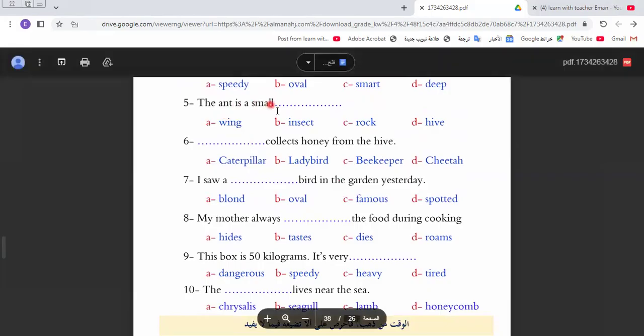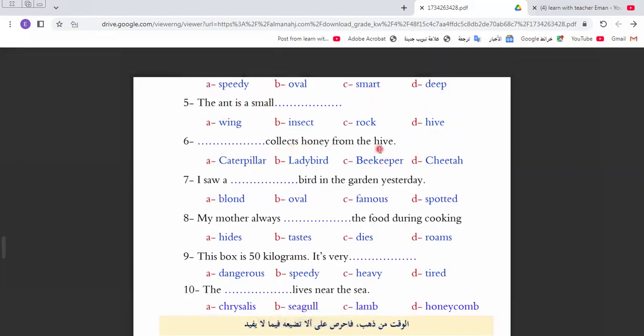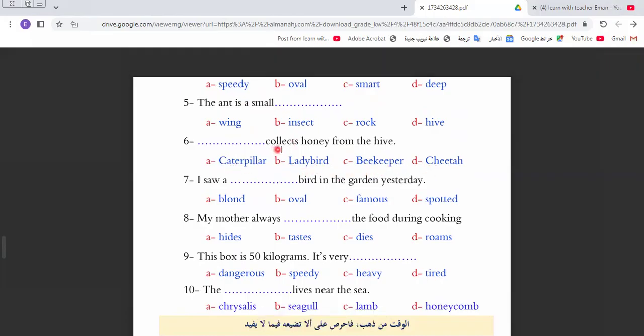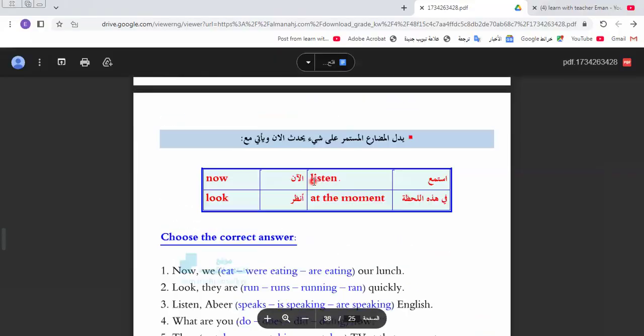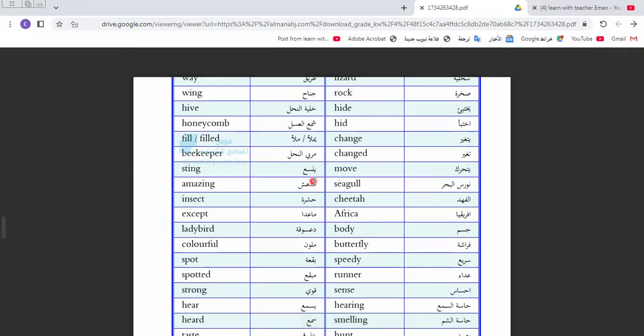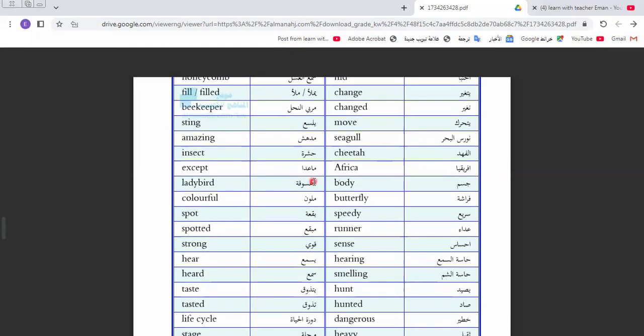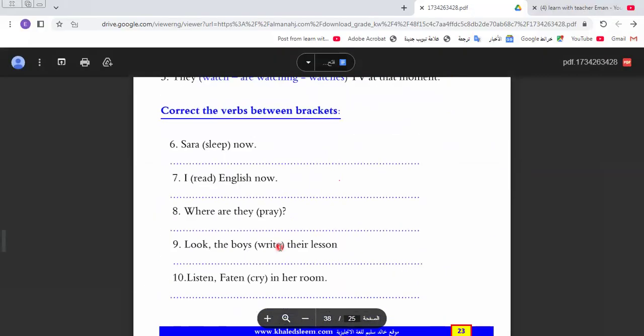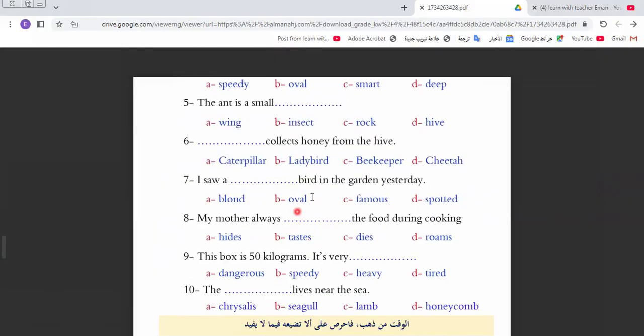Okay, the ant is a small insect. A ladybird collects honey from the hive. Here it is not a beekeeper, not a cheetah, wrong. Collects honey from the hive. The correct one will be here, a ladybird. Let's go to another one.